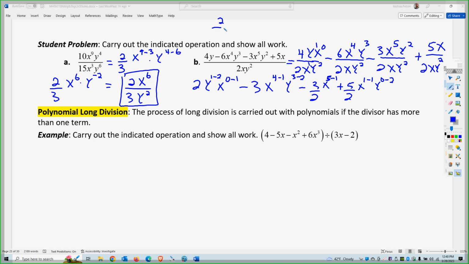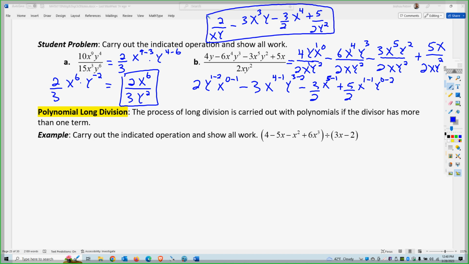So it looks like what we're going to get is 2 over xy minus 3x to the third y minus 3 over 2x to the fourth plus 5 over 2y squared. Okay, there's our answer there. I didn't space that very well, but that's okay. All right, because remember, if you get a negative exponent, then it has to go to the bottom.